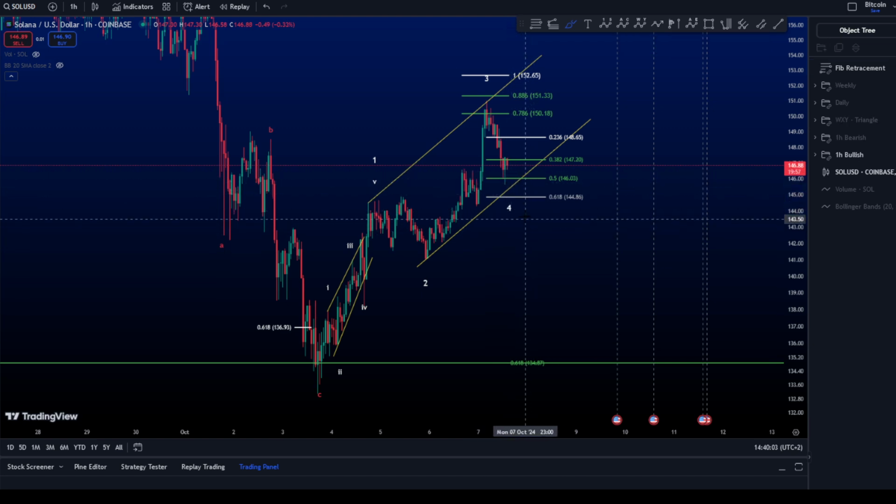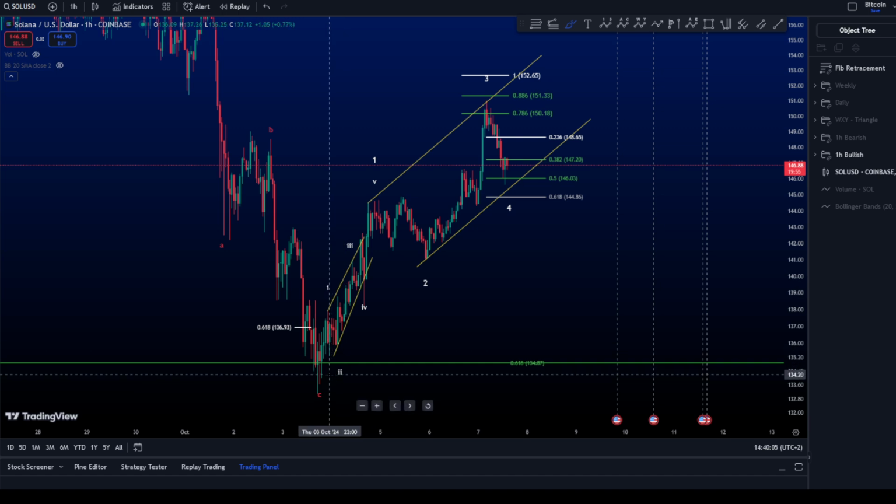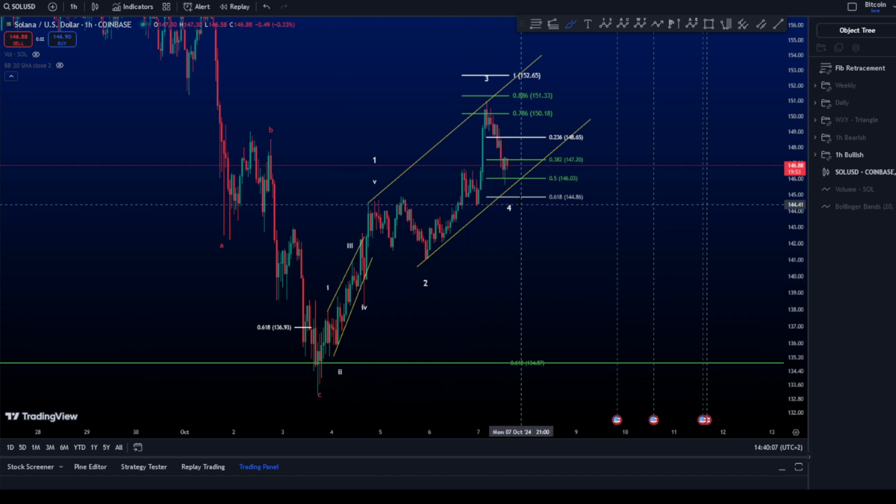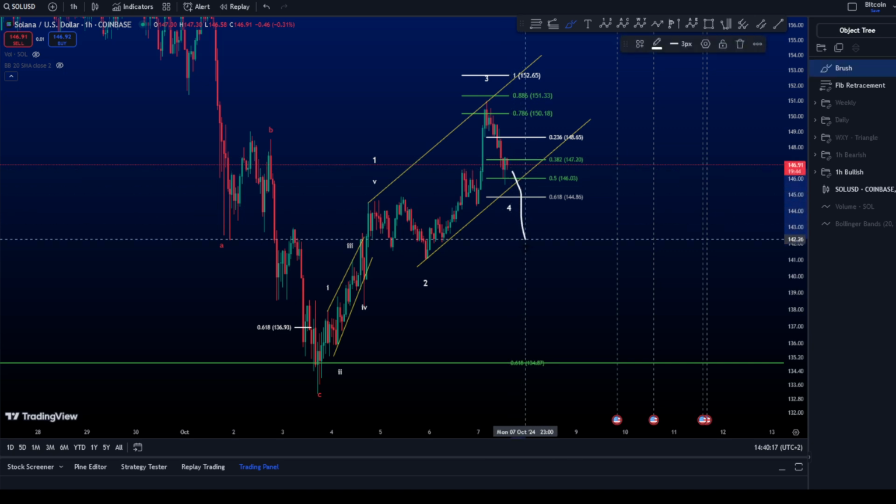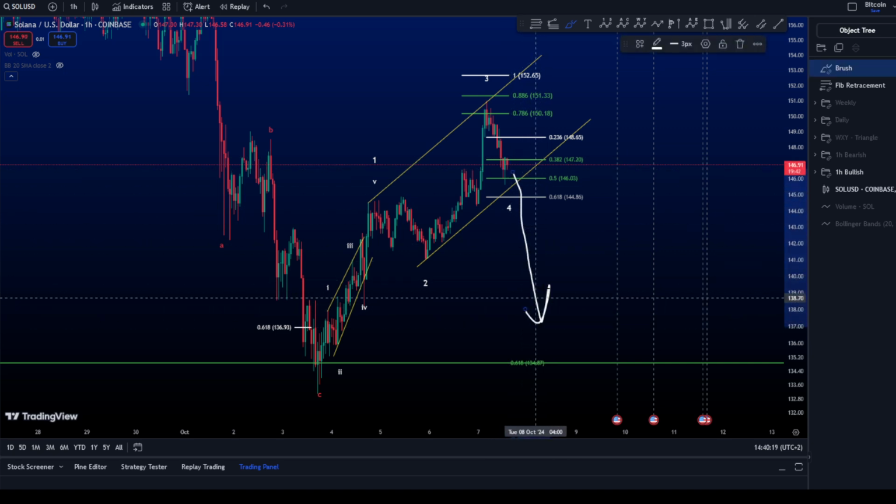Of course, another scenario could still exist, in case that we are in 1, 2, but it's a very, very low possible scenario. So we see 3 waves here, not 5 waves. So if we break this, guys, much more potentially we are bearish.